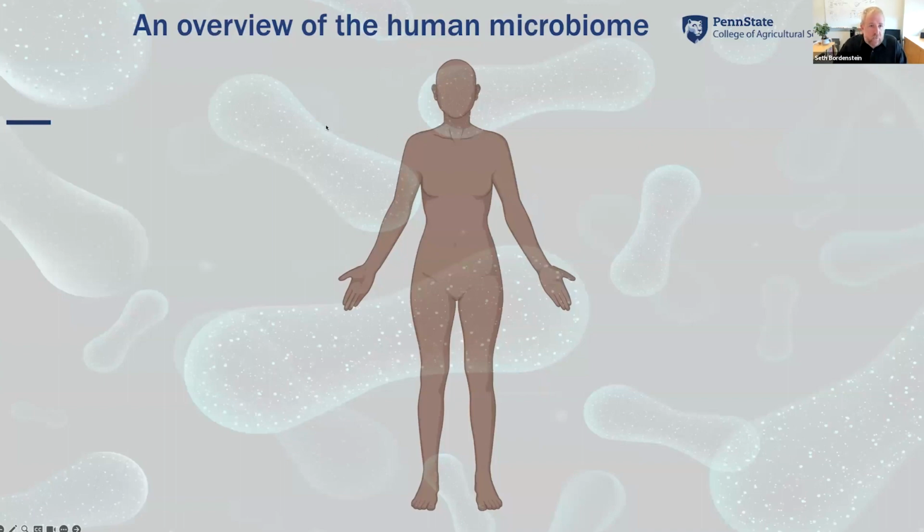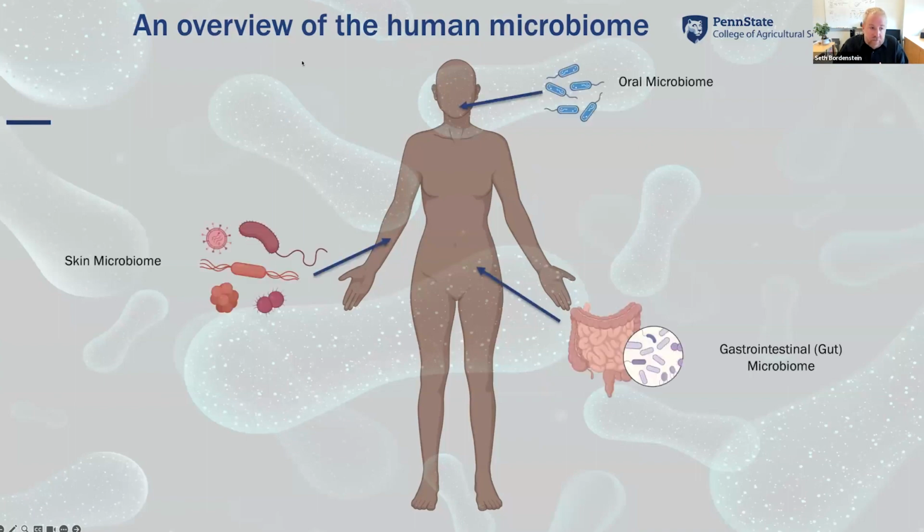So let's start with us, the human microbiome. When you look at your own body, you need to think of yourself not just as human, but really half human and half microbial. And that's because there's a whole consortia of microbes that live in and on your body. And in fact, each body site has their own unique set of microorganisms that live there. Your skin microbes are different from your oral microbes, which are different from your gut microbes.